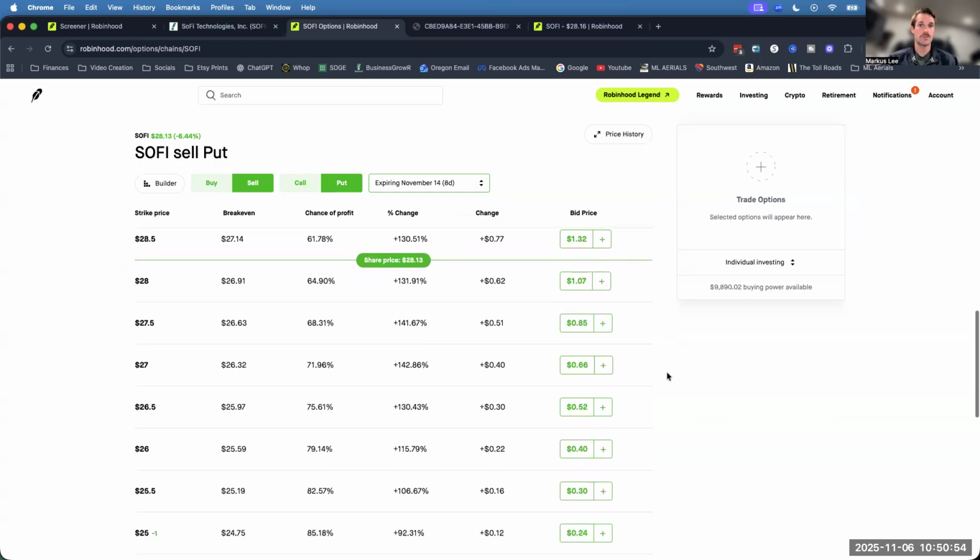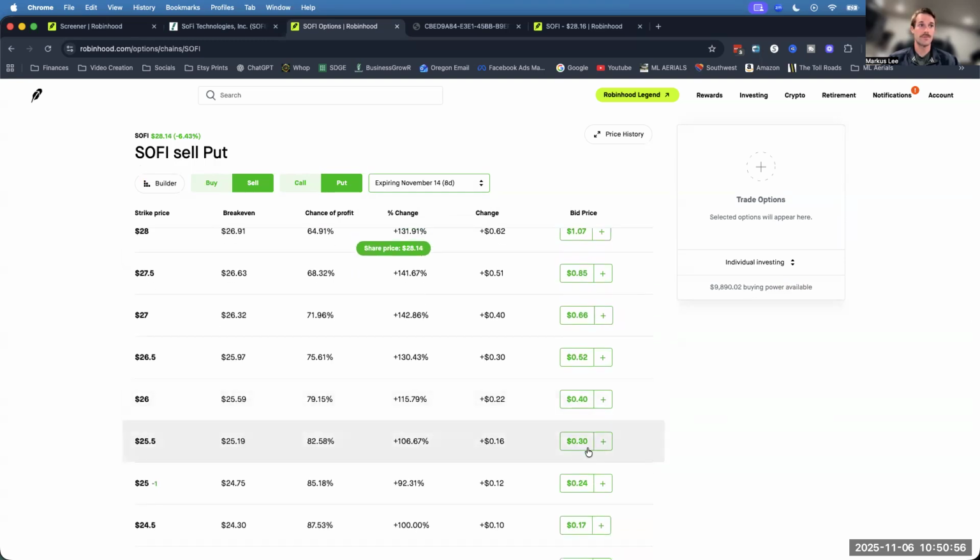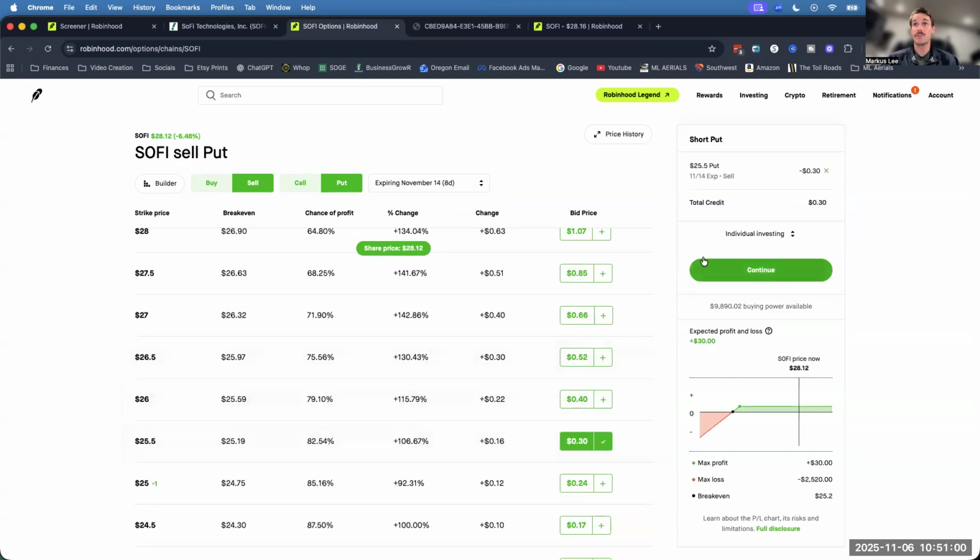So I'm going to scroll down here to the $25.50 strike price. I'm going to select this position. Just for reference, this is over a 1% return in 8 days. This is collecting $30. You're putting up $2,500 for entering this trade, and the worst that happens is you buy 100 shares of SoFi at this low price.